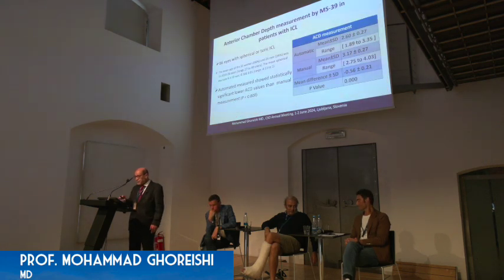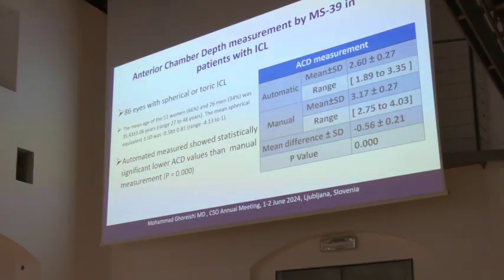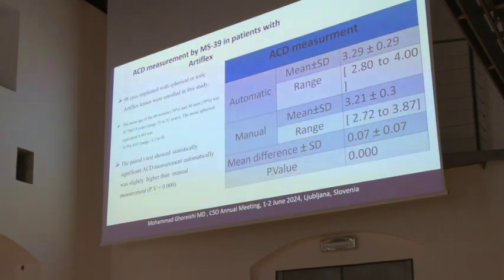Okay. So I did a study and measured the anterior chamber depth in 86 patients with ICL, and this is the automatic measurement. The mean is 2.6, but the manual measurement is 3.17. With Artiflex, there was not too much difference, but still there is a significant difference. So in both cases, you have to measure manually.